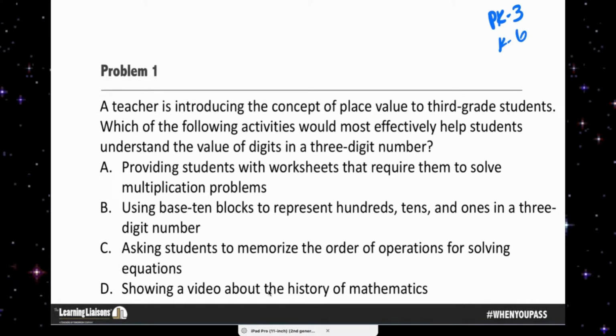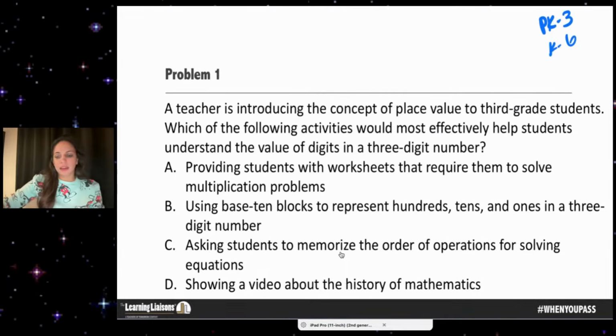Providing students with worksheets that require them to solve multiplication problems. Using base 10 blocks to represent hundreds, tens, and ones in a 3-digit number. Asking students to memorize the order of operations for solving equations. Or showing a video about the history of mathematics.